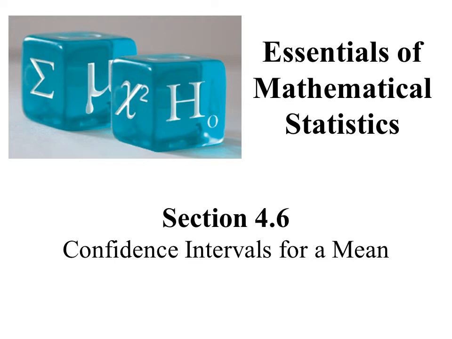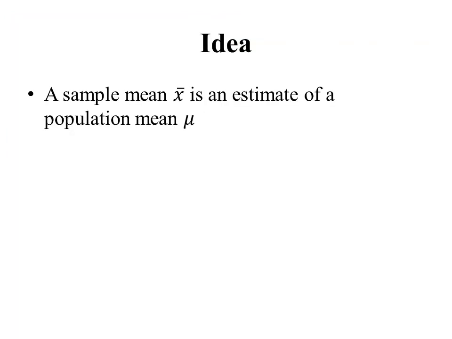Hello, this is the section 6.3 lesson. In this section we introduce confidence intervals for estimating a population mean. Now the basic idea behind this section is almost identical to that in section 4.5, except that instead of working with proportions we're going to be working with means.